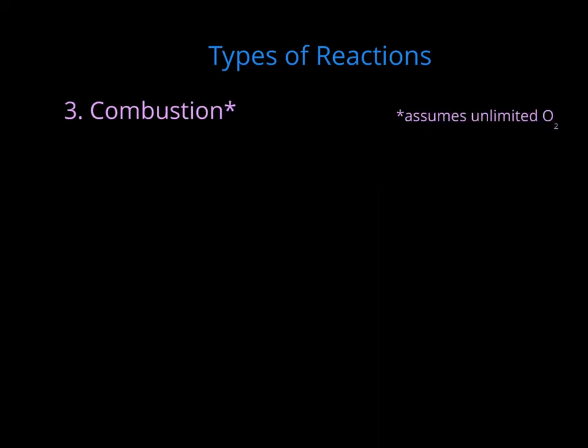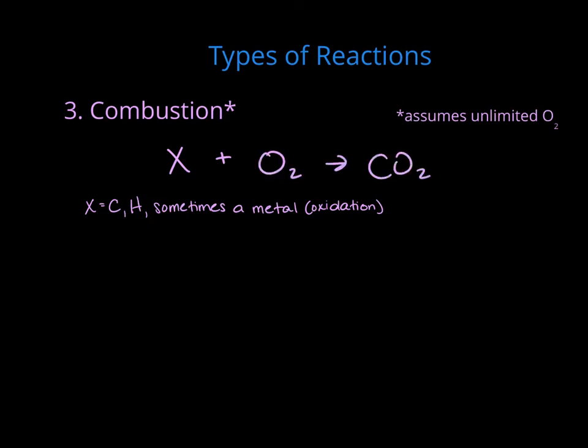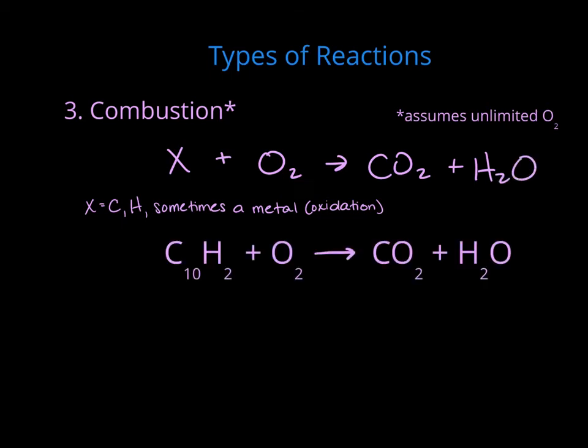Our next type of reaction is a combustion reaction. This is when we have a substance, usually one containing carbon or hydrogen. It can sometimes even be a metal if we're talking about oxidation or rusting, combining with oxygen gas to produce carbon dioxide and water. So for example, we have C10H2 combining with oxygen to produce CO2 and water. And with combustion, one of our reactants is always going to be oxygen, and our products are always going to be carbon dioxide and water.